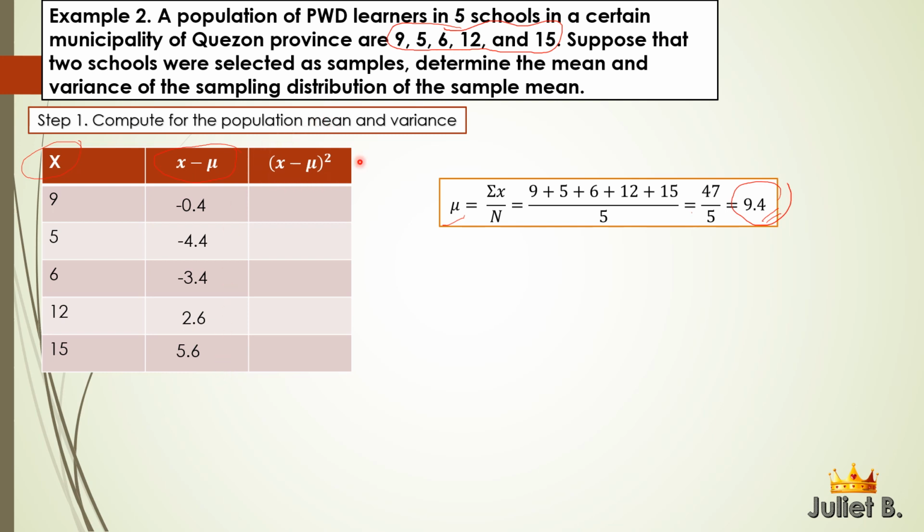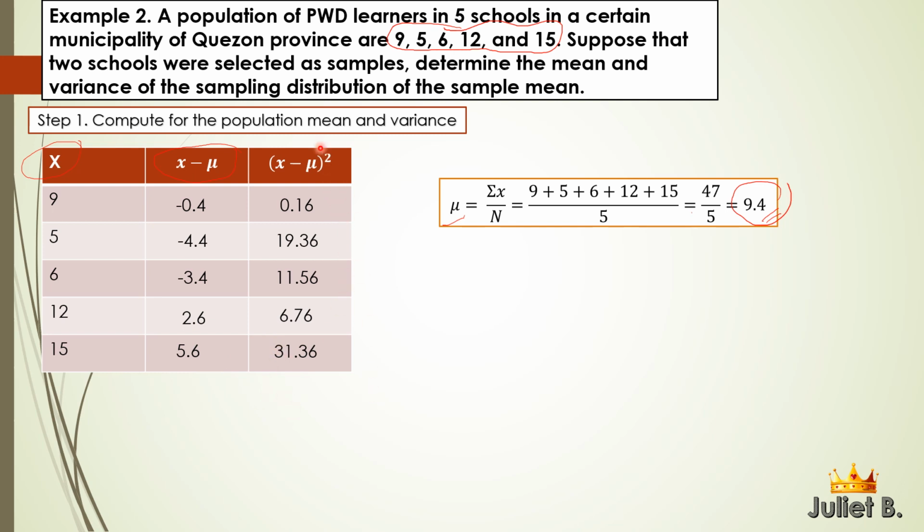The next step is to square the answers we got here. So, squaring it, negative 0.4 times negative 0.4 is 0.16. Negative 4.4 times negative 4.4 is 19.36. Negative 3.4 times negative 3.4 is 11.56. 2.6 times 2.6 is 6.67. And 5.6 squared is 31.6.